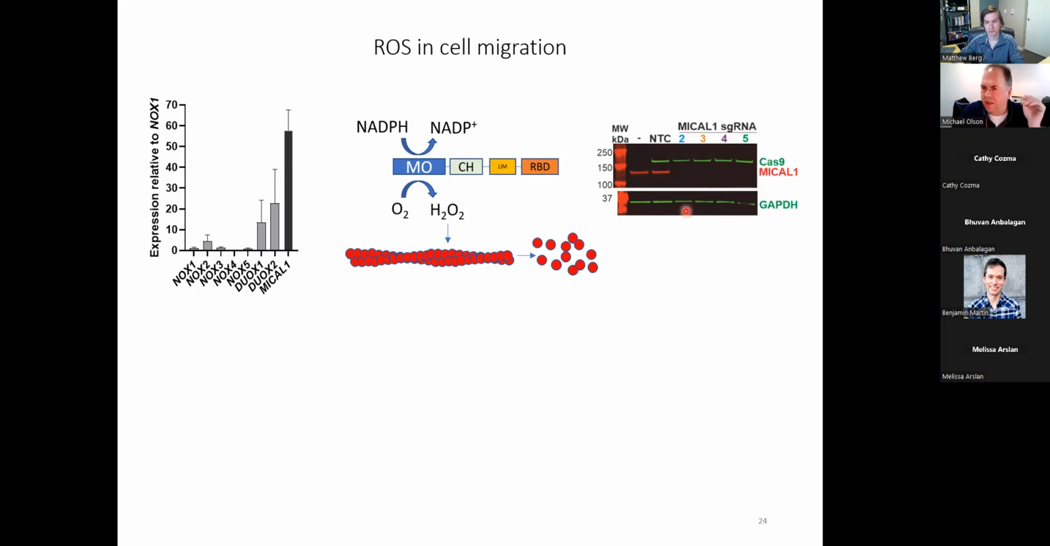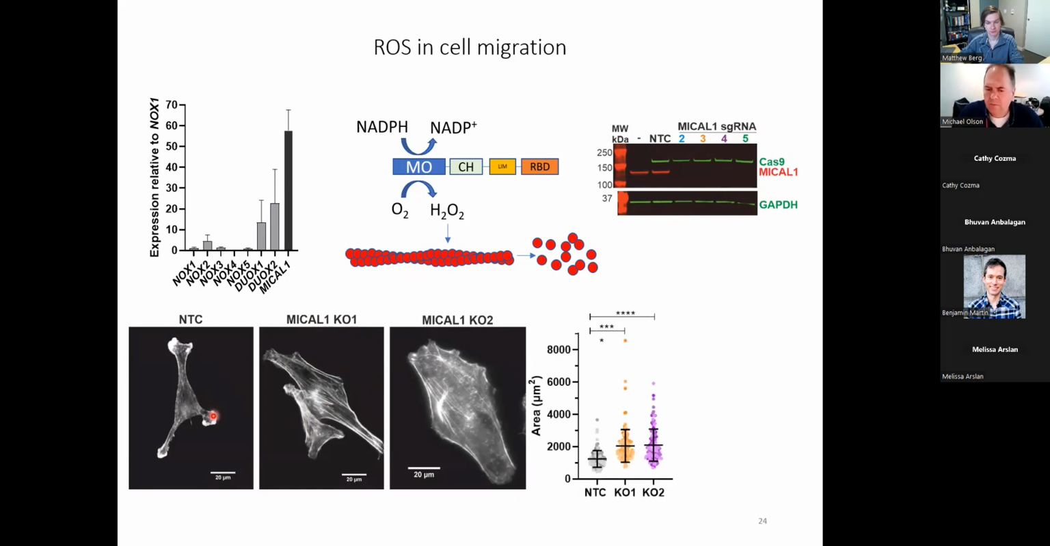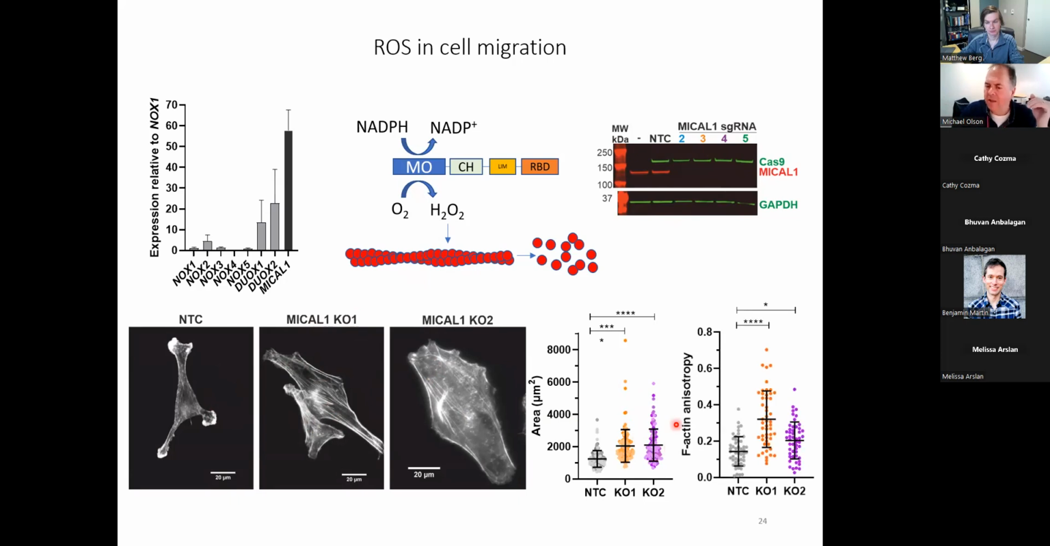So now we have 231 cells where we've knocked out MICAL-1, and we can ask questions about what the purpose of MICAL-1 is. One of the things that we noticed is an emergence of these longer actin filaments, which is consistent with MICAL-1 being gone and actin filaments being stabilized. We also noticed that cells are actually more spread and bigger. So we see that they occupy a bigger area on the plate. And this F-actin anisotropy is a measurement of the actin organization. These values being higher is really an indication that there are more parallel fibers, which is what we see.